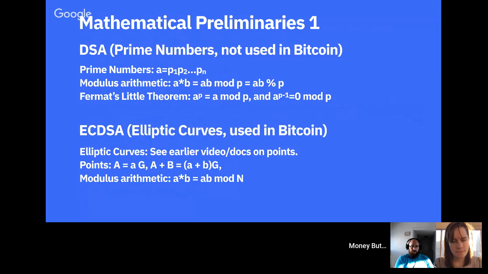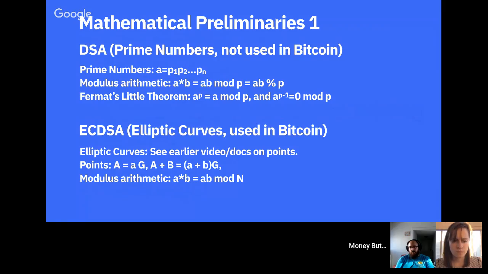Any number, of course, can be represented as a unique product of primes. And you have to know something about modulus arithmetic, which is where we define an operation whereby when I multiply two numbers, I can always take the modulus, which is basically the remainder over p. And in the case of elliptic curve cryptography, p is always a large prime number. And then there's something called Fermat's little theorem, which there are a couple of different ways to write. It's basically an identity for modulus arithmetic that is used inside some of the proofs related to the digital signature algorithm.